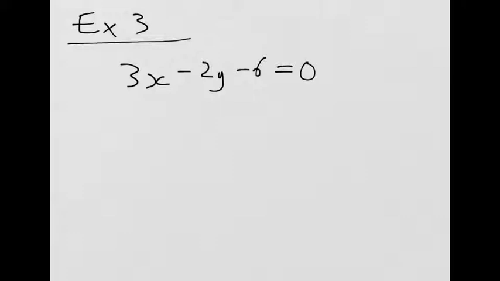Example 3. Okay. Similar thing. We have a line, 3x minus 2y minus 6 equals 0. And what we're going to do is create another equation of a line that is perpendicular to this line and has an x-intercept of 9.